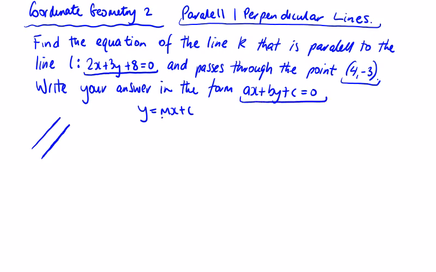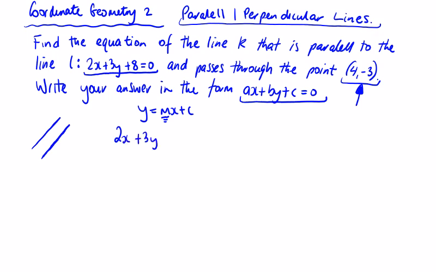Now, why did we write our equations in this form? To get the slope. So if I can get the slope of the line L, line K has the same slope, and then we can use this point with the equation of the line formula to get the equation of the line. So let's just take our equation down.